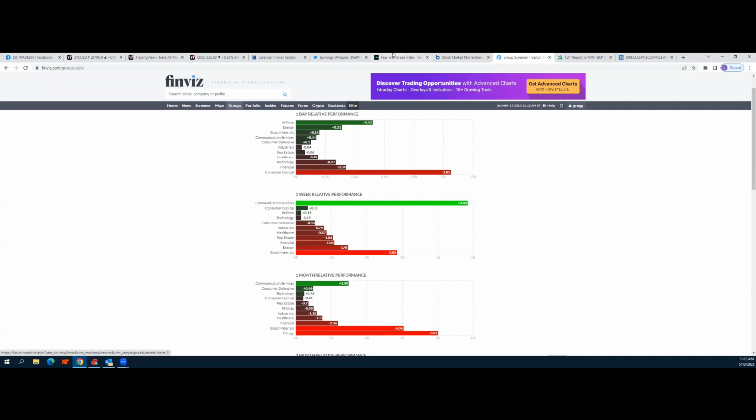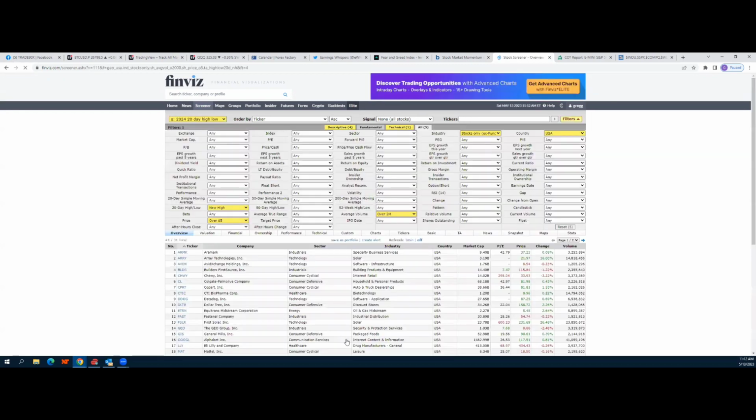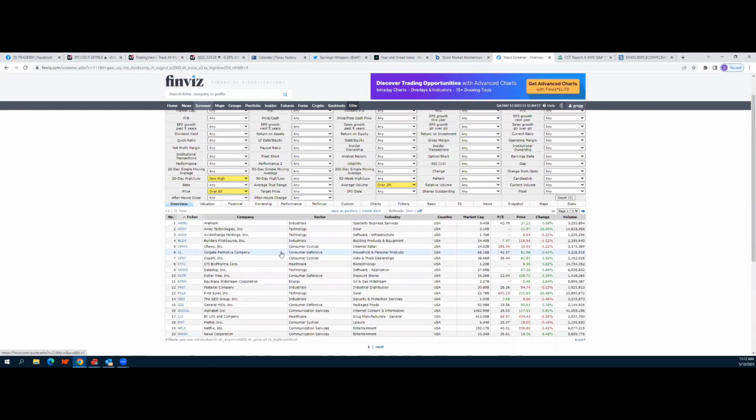With that in mind, now let's go to FinViz. We'll go to the screener. I'll go to my presets, and I'm going to show you two different scans that we like to use. The first one, our favorite, is looking at the new highs and lows over the last 20 days. Now, let me give you the quick rules, because these are non-negotiable.